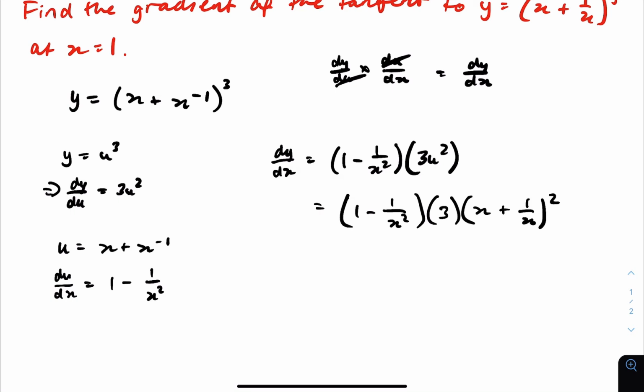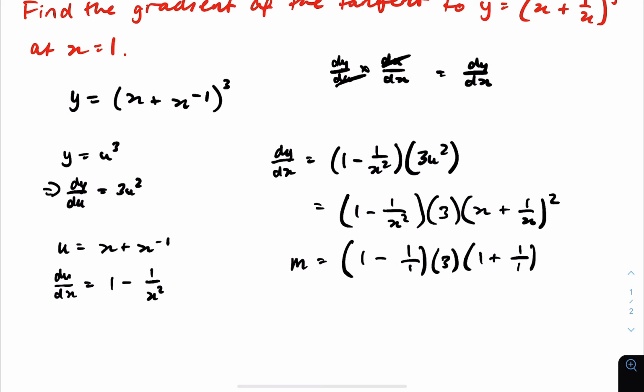All we need to do is substitute 1 into dy over dx to find the gradient of that function at that point. So m is equal to, and then we substitute 1, we get (1 minus 1 over 1) times 3 times (1 plus 1 over 1) squared. Now, these two values could have any value. That doesn't really matter, actually, because this value over here is 1 minus 1, which is 0. So anything multiplied by 0 is just 0. So our gradient m is equal to 0.